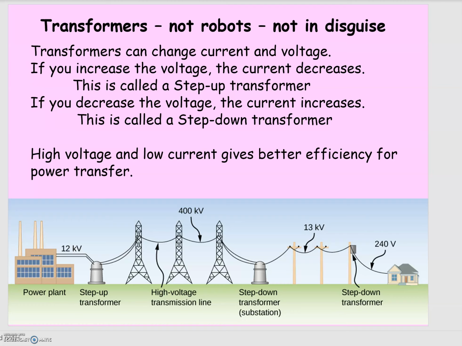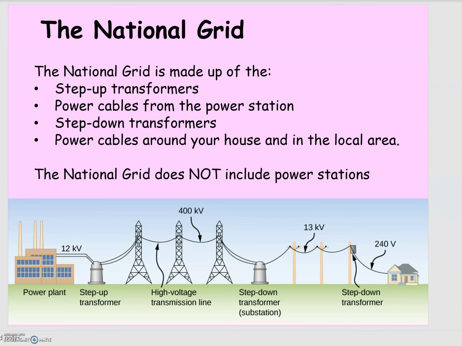It then goes through pylons, which you will also see when you go out and about, normally in open, distinct places. Then you have a transformer that steps down, and then the electricity goes into your house. The national grid is made up of step-up transformers, power cables from the power station, step-down transformers, and power cables that go into your local area that then supply you with electricity. The national grid doesn't include the power station itself.